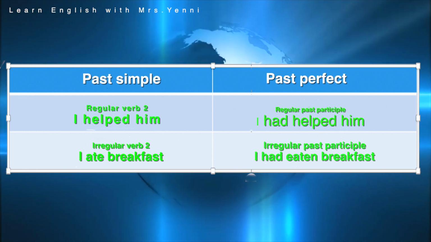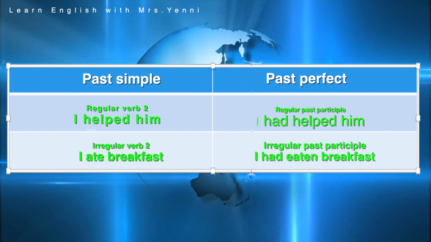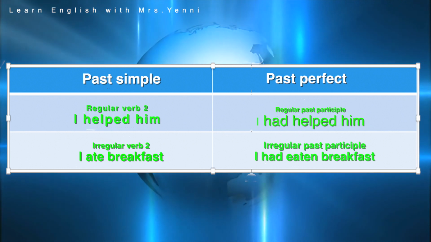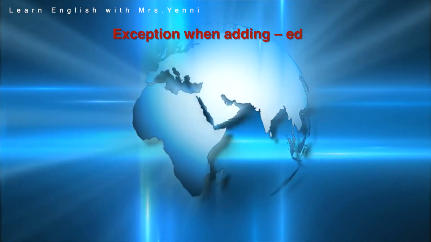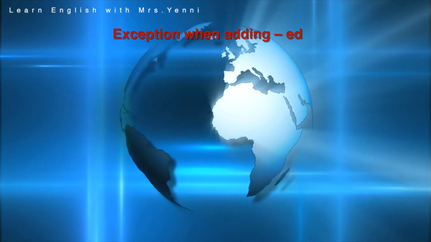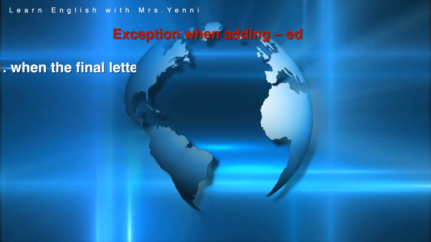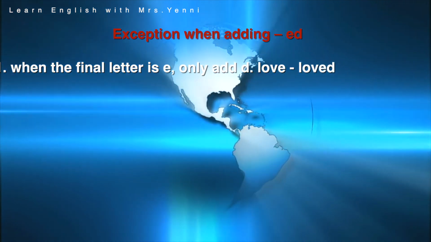And then for the irregular verb, I ate breakfast. Past perfect, I had eaten breakfast. Okay, exceptions when ending with -ed. This is the regular rule. When the final letter is e, we only add d. For example, love becomes loved.